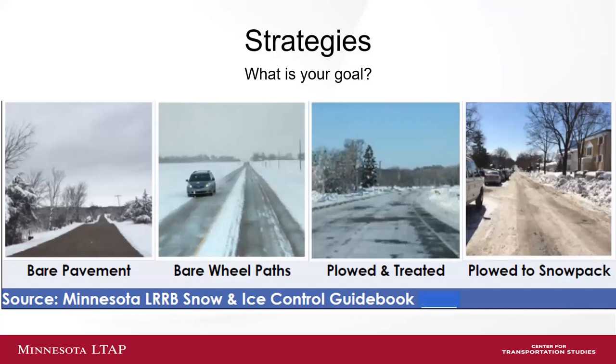So there are a number of strategies that agencies employ. And it depends on what your goal is. What do you want to achieve? Do you want to achieve bare pavement? Most agencies don't have that goal. However, sometimes in a downtown area, that might be the goal. We might have a goal of bare wheel paths or just plowed and treated. And a lot of agencies have plowed to snowpack. And you can see in this case, it looks like they've applied sand rather than salt.